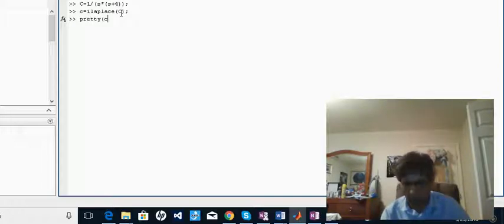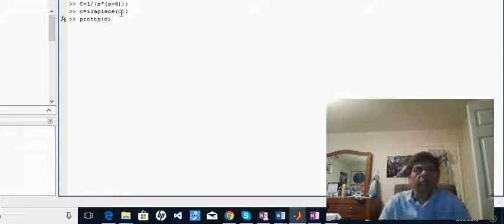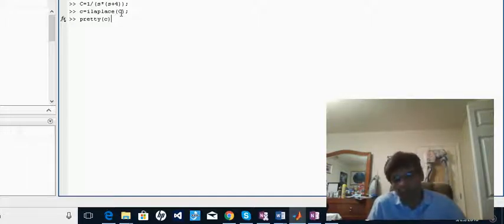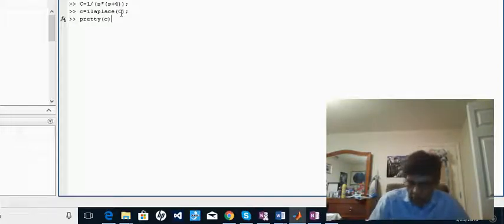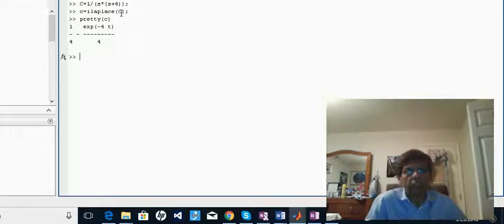So we can say pretty C, and the expected answer should be like we did last time, 1 over 4 minus 1 over 4 e to the power of negative 4t. That will be the output response of the system in time domain given the input is the unit step function. So here we go. So that was expected, right? So that's what we get.